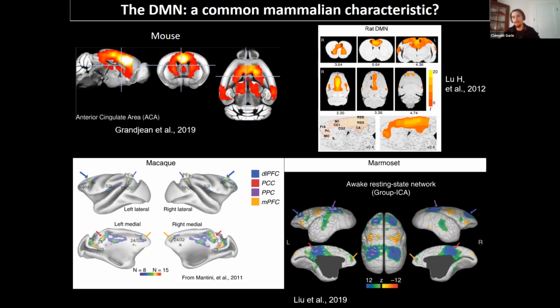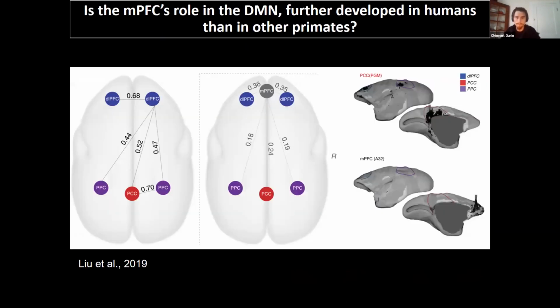In macaques, since we have a much bigger brain, we are able to work at a bigger scale and see in much more detail the regions involved in this network. In 2011, clusters such as the medial prefrontal cortex, PPC, PCC, and dorsolateral prefrontal cortex were demonstrated to be involved in the default mode network-like of the macaques. More recently, in marmosets, Liu et al. found that the medial prefrontal cortex seemed to be missing from the default mode network-like of this primate.